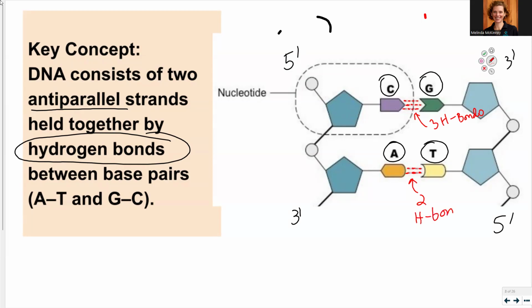Hydrogen bonds are not as strong as covalent bonds. Remember, covalent bonds are sharing electrons. In hydrogen bonds, it's just partial positive hydrogens that are attracted to the partial negative charges in other electronegative atoms. So it can easily be split if needed.